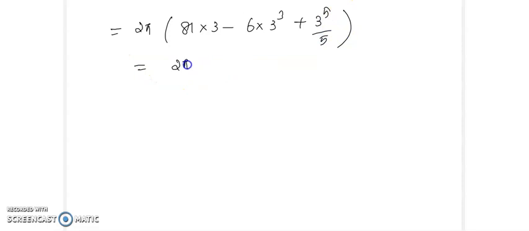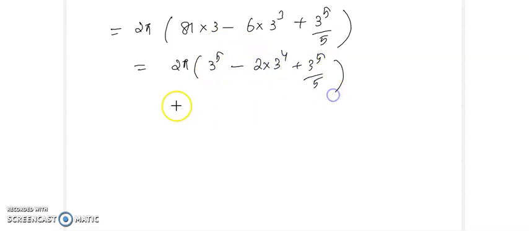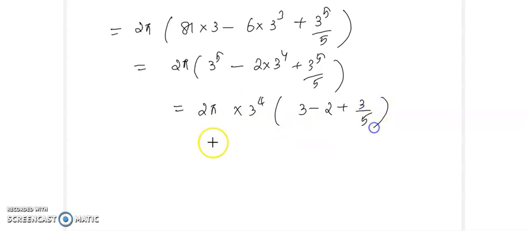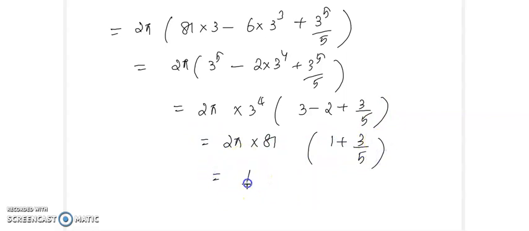So that will be 2 pi, this will be 3 raised to 5, then minus here you will have 2 into 3 raised to 4 plus 3 raised to 5 by 5. So let me take 3 raised to 4 outside. So 3 minus 2 plus 3 by 5. So that is 2 pi into 81 into 1 plus 3 by 5. So that is 162 pi into 8 by 5. So take down the product and that will give you the final solution.